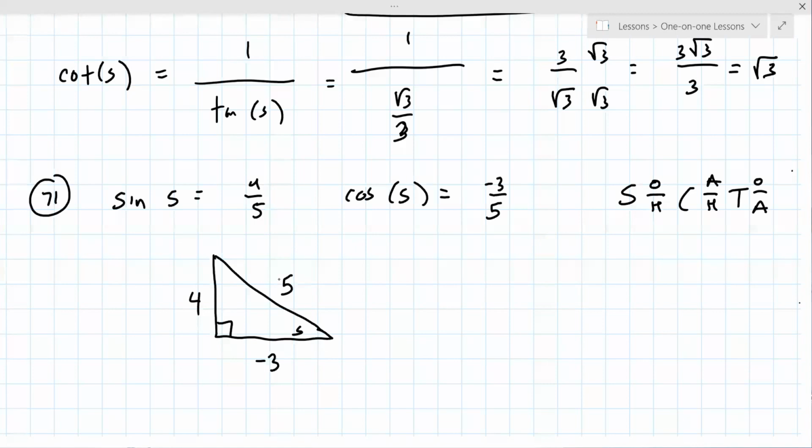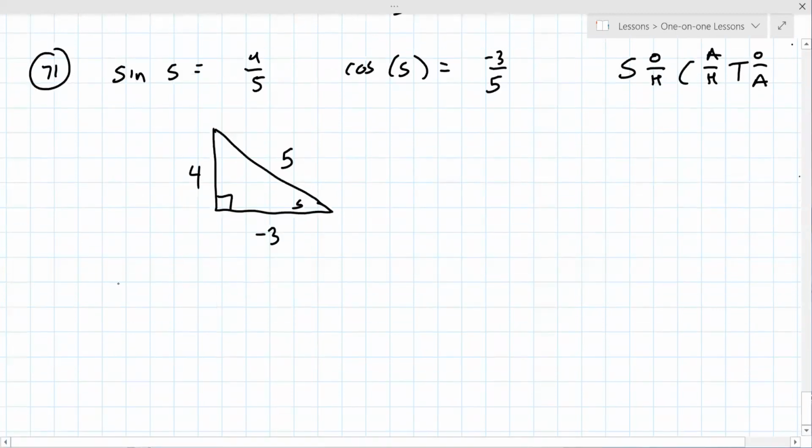So wait, what are we looking for again? Same things again. So tangent here, and so another again. So tangent is opposite over adjacent. So that's the TOA. So that's the 4 over minus 3.